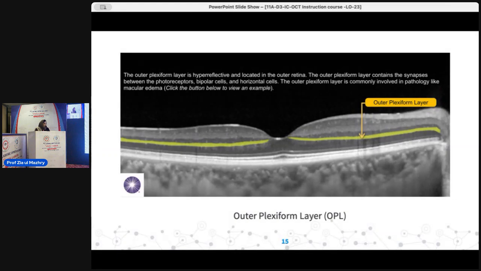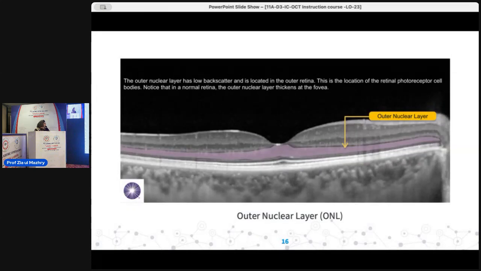Next is the outer plexiform layer. Again, the outer plexiform layer is located in the outer retina and contains the synapses between photoreceptors, bipolar cells, and horizontal cells. Next, we move on to the outer nuclear layer. I want to focus here that the outer nuclear layer is normally thickened at the fovea. Remember this because we're going to use this in order to interpret our further cases of OCT. So remember, it is normally thickened at the fovea.